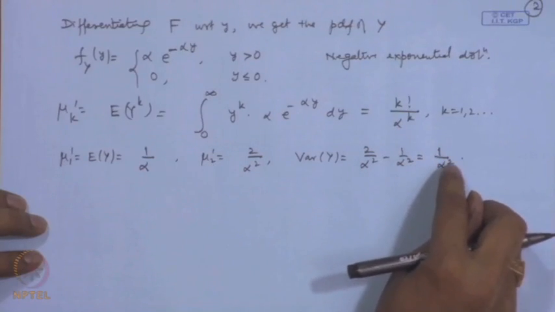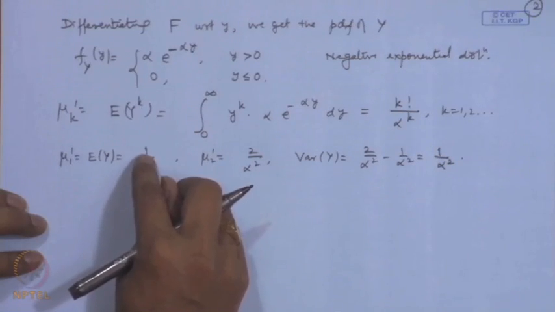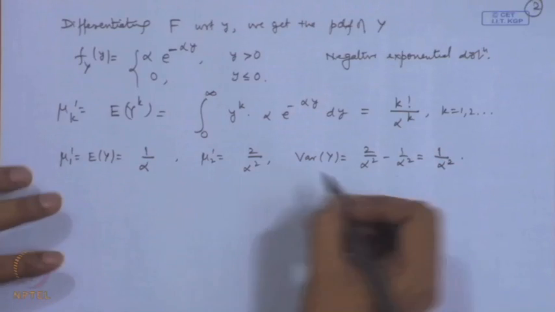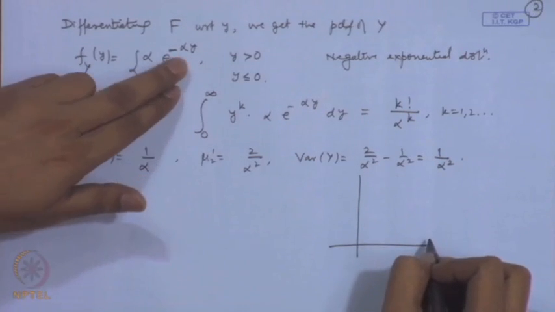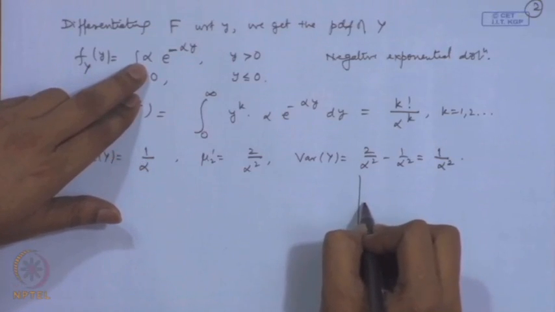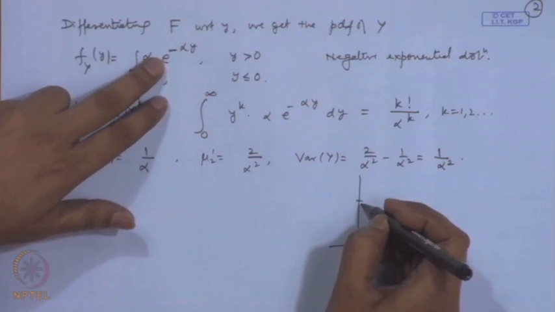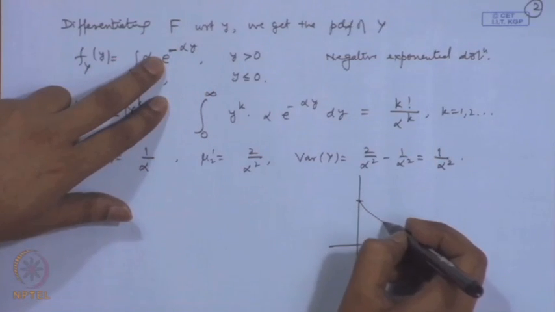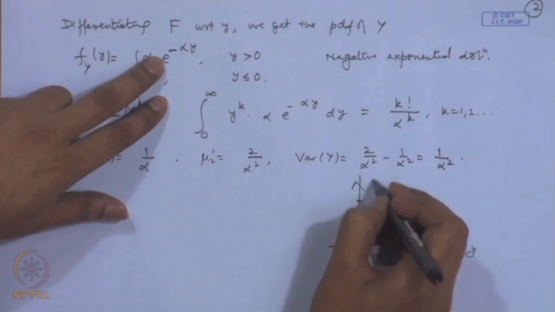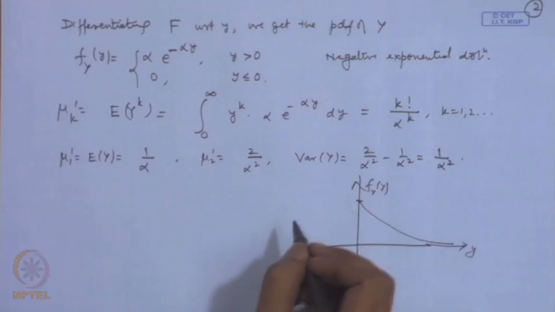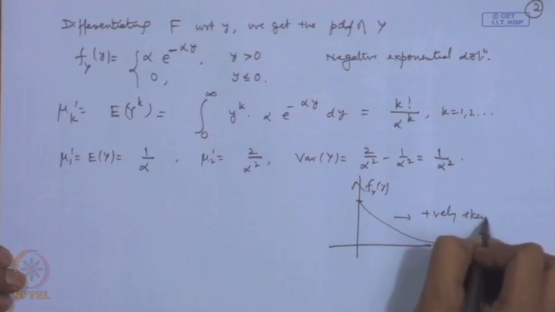So, in the case of exponential distribution, the variance is the square of the mean. One may also calculate, of course, plotting of this distribution is very simple, because alpha e to the power minus alpha y, at y equal to 0, the value is equal to alpha, and thereafter, because e to the power minus alpha y is a decreasing function, it will decrease. Naturally you can see this is a skewed distribution, positively skewed distribution.